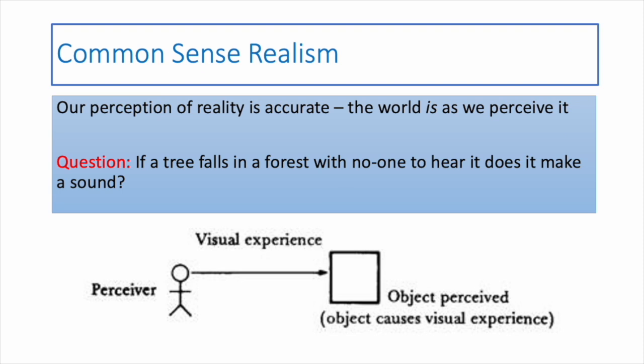empiricism and rationalism. Common sense realism, or direct realism, asserts that reality, or the external world beyond our perception of it, is as it appears to us.